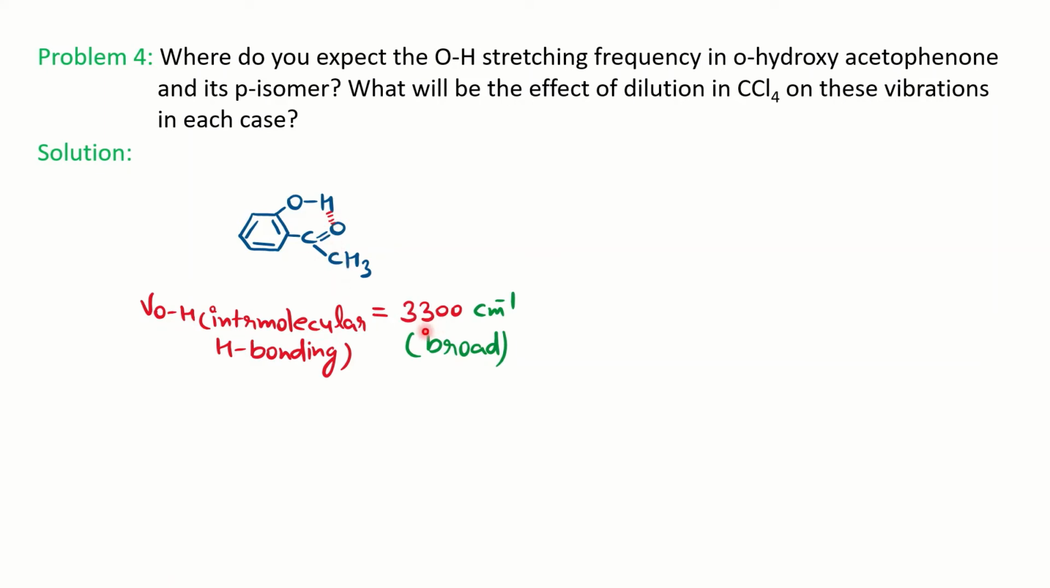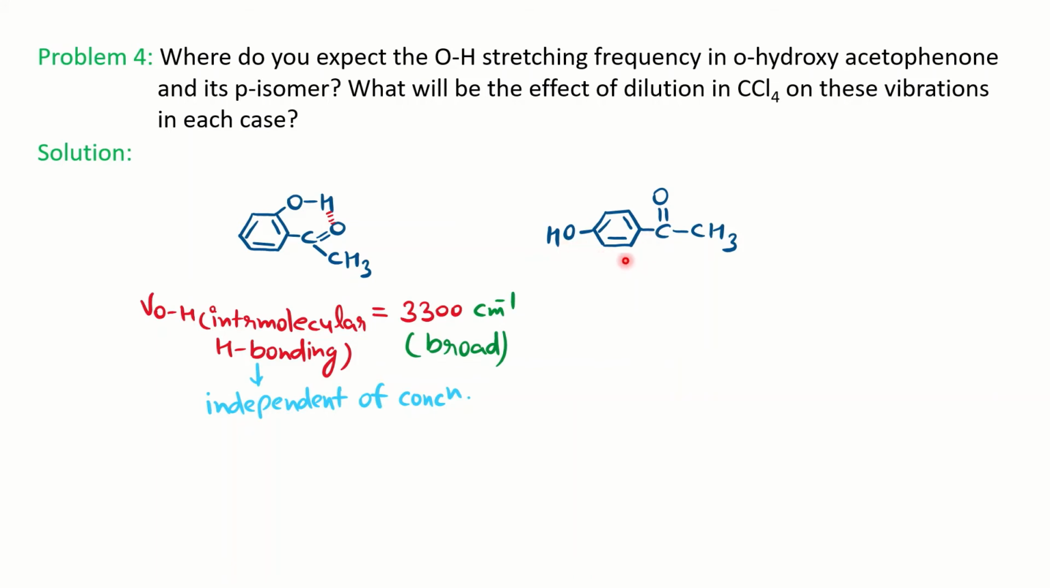Therefore, you will get a 3300 hydrogen bonded peak, which is a broad peak for the ortho isomer. And moreover, the carbonyl frequency will be lowered, like we have seen in the previous problem, because of hydrogen bonding as well as conjugation. The second point is that intramolecular hydrogen bonding is independent of concentration, as we have seen. Does it have any effect on dilution? There is no effect of dilution on the ortho isomer. Even if you increase the dilution, there is no effect on the hydrogen bonding.